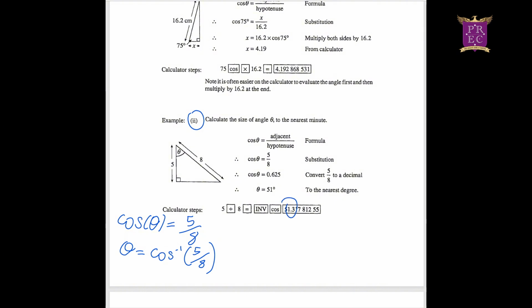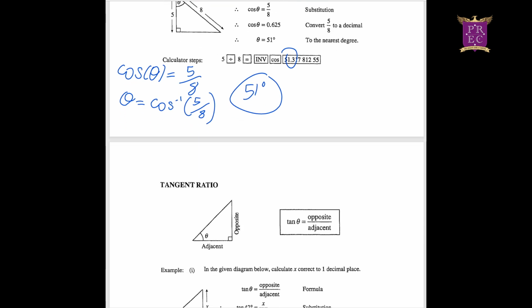Okay, and when you get angles, you can round it up or down to the nearest degree. So when we get 51.31, we'll probably round it down to 51 degrees, unless they ask you otherwise, okay? If it says to the nearest minute, we just round it to the nearest angle, okay?